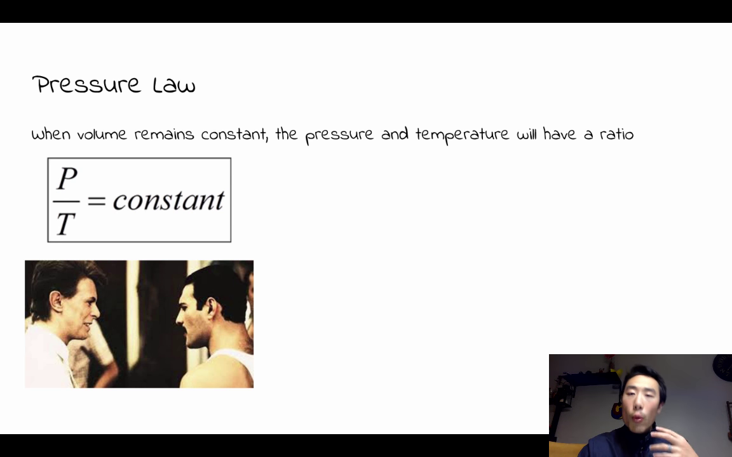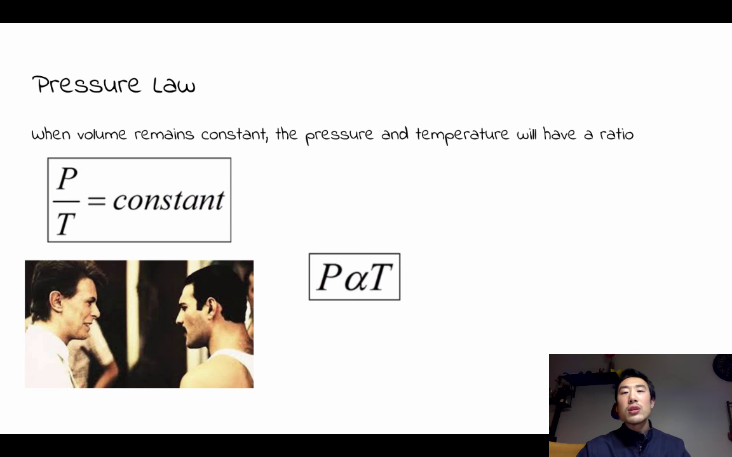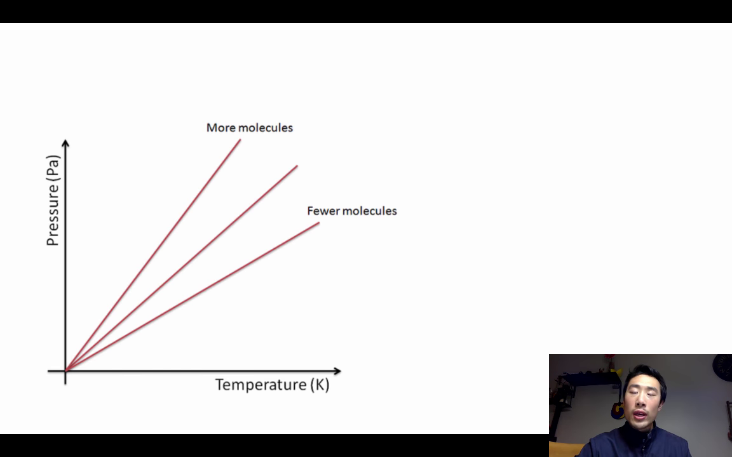remain constant. And once again, from the other law, we know that when we have something in the numerator and in the denominator, and they both equal something constant, they have a direct relationship. And we can write that like this. So as the pressure increases, the temperature also has to increase. And we can designate that in a graph like this. As the pressure increases, so does the temperature.